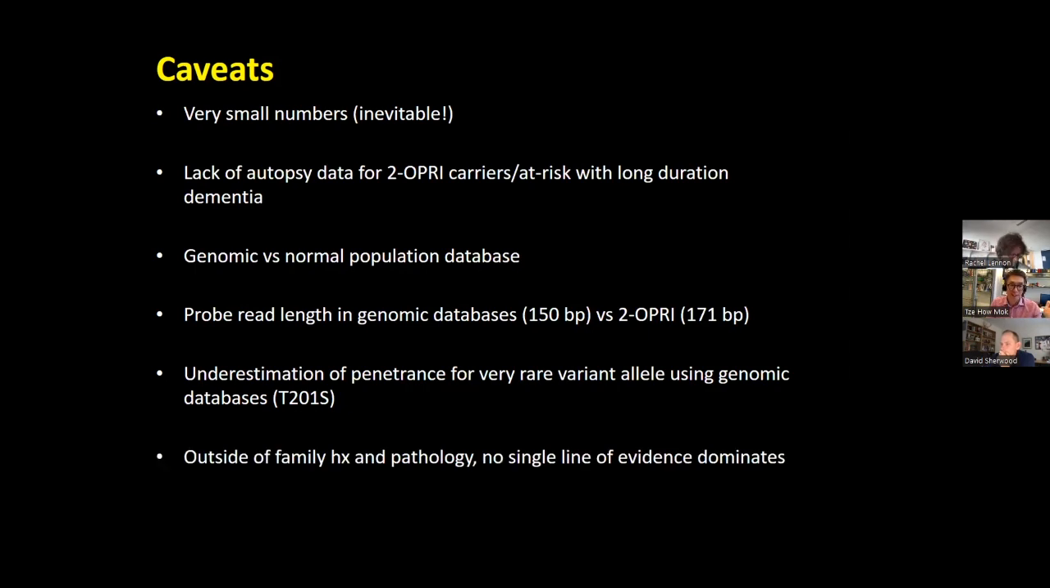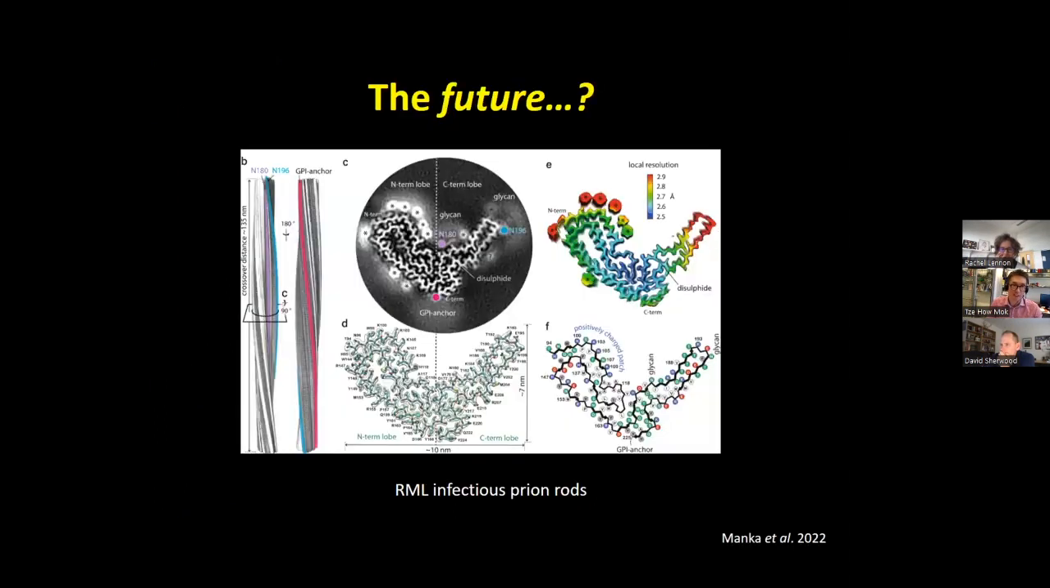And the last thing is that outside of a characteristic family history and pathology, there's no single line of evidence that dominates. And this is just our current practice at the National Prion Clinic and the MRC Prion Unit. We're still learning and evolving, so things may change. And finally, what is the future? The future is this. We're now able to visualize at near atomic level what prions look like. So this could completely change the way that we look at these things in the future.